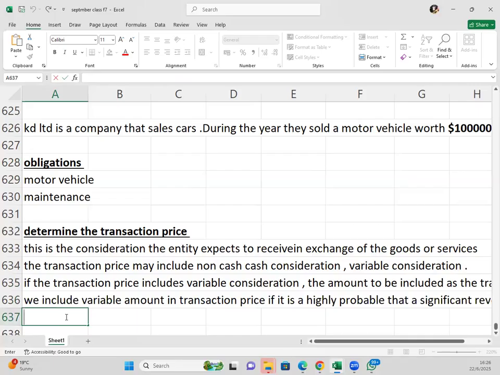Now, let's move on. We also said non-cash consideration. There can be cases where someone can pay using other forms without paying using cash. So for non-cash considerations, include them at fair value. If they are not paying using cash, include the non-cash consideration at fair value.